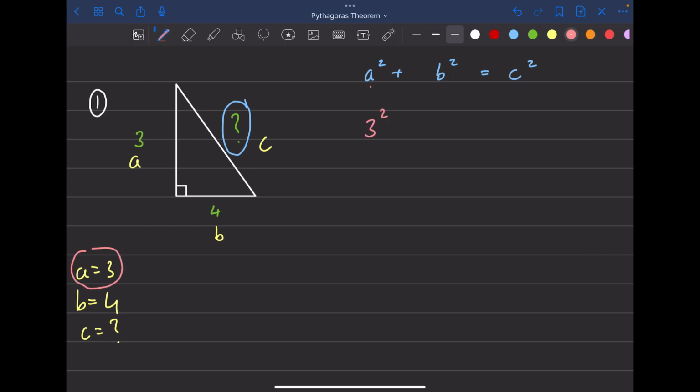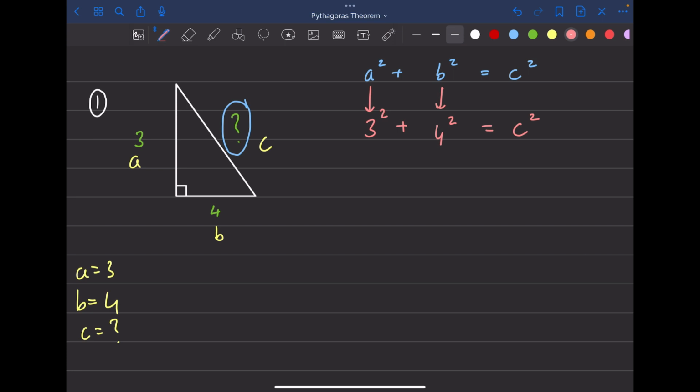So 3 squared. I just put 3 instead of A. And then since B is equal to 4, same thing. So instead of B, I write 4. So 4 squared. And then obviously put the plus sign and equal sign. But then since we do not know C, I'm going to keep it as C. I'm not going to change the value of it. So I'm going to keep this as C squared.